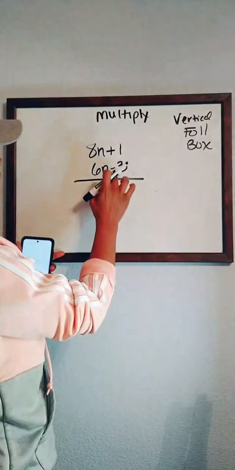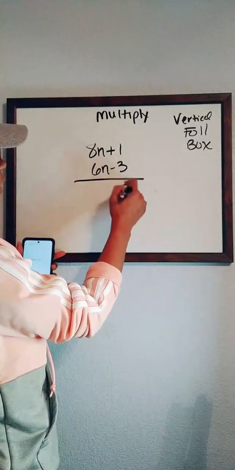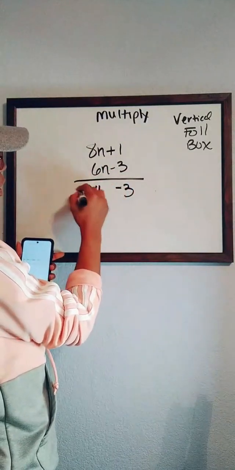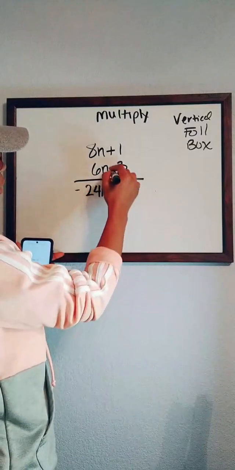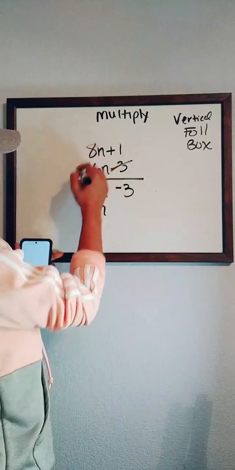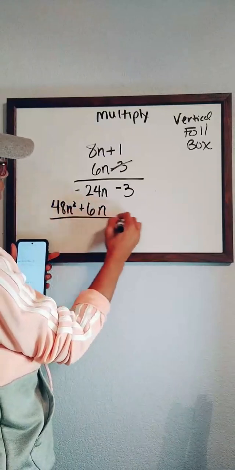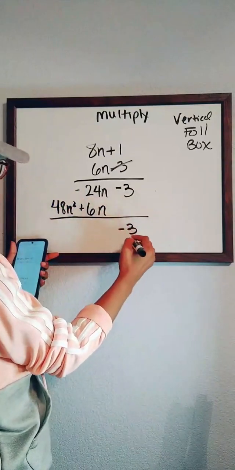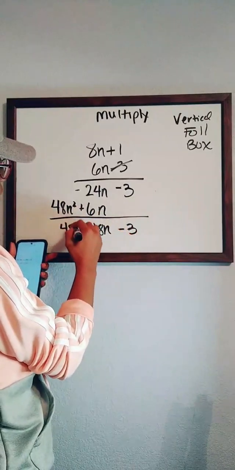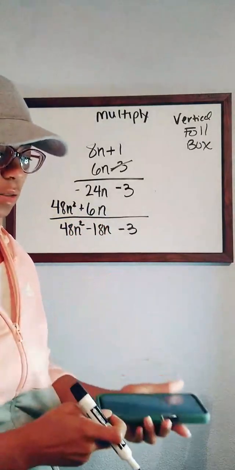So we got negative 3 times 1, which is going to give me negative 3. Negative 3 times 8, negative 24n. Done with that. 1 times 6, 6n. 8 times 6, 48n squared. This is a positive 6n. So now I got 48n squared minus 18n minus 3. So just a different way to set it up.